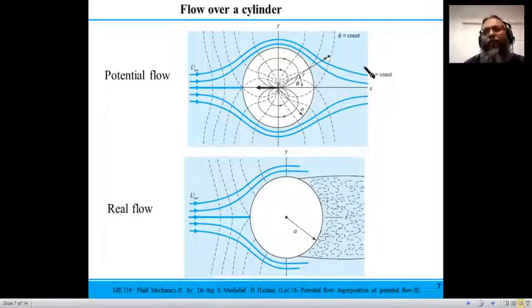What would be the real flow? Real flow looks like this: the approaching half is almost the same, but once it moves past the cylinder, flow separation takes place, and vortices develop behind the cylinder. So streamlines would not just follow the contour of the body, but they deviate, they separate. This is actually called flow separation. When we go into boundary layer theory, we will go into detail about that real flow. Right now we are talking about the potential flow.